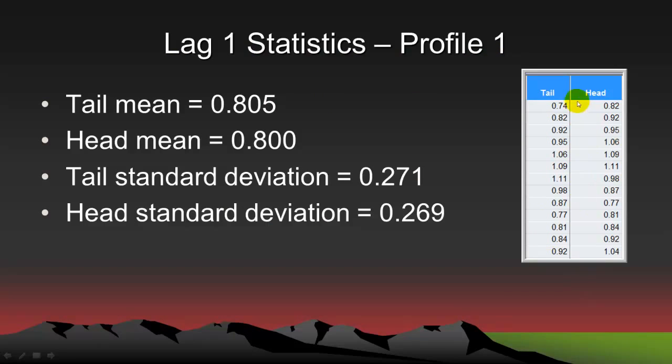From these two columns of data, we can compute some statistics. For example, we can compute the mean of samples at the tail, which is 0.805, the mean at the head, 0.8, the tail standard deviation, 0.271, and the head standard deviation, 0.269. These are called lag statistics, and we will see in some of the later videos that lag statistics can be extremely helpful in evaluating directional sample variograms and understanding why they appear the way they do.